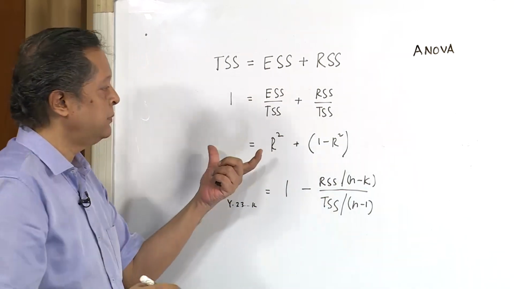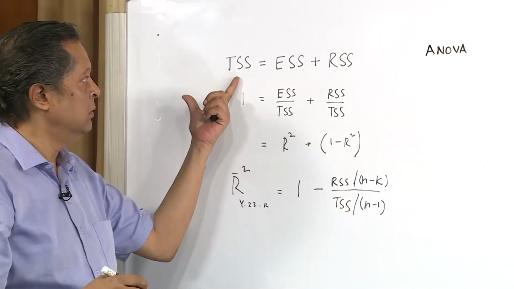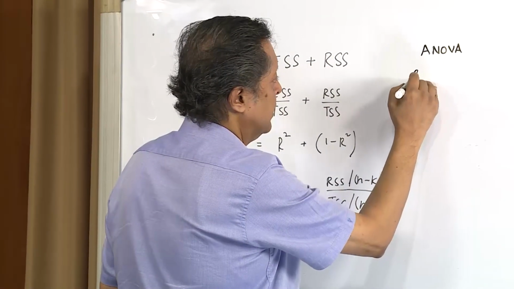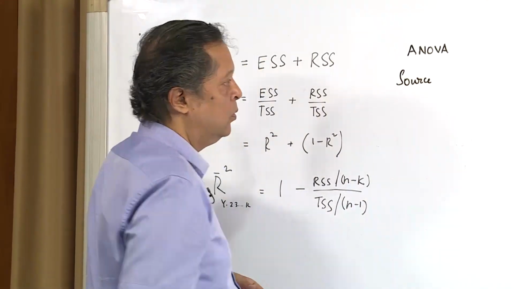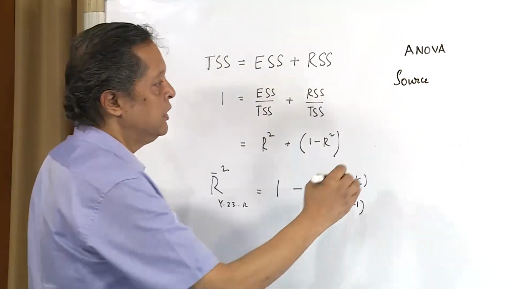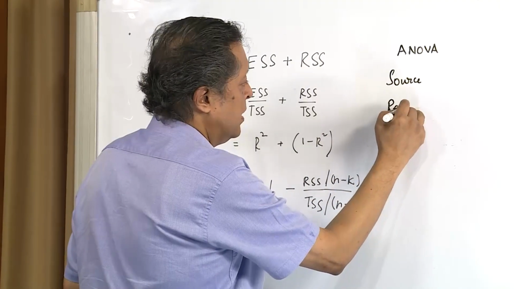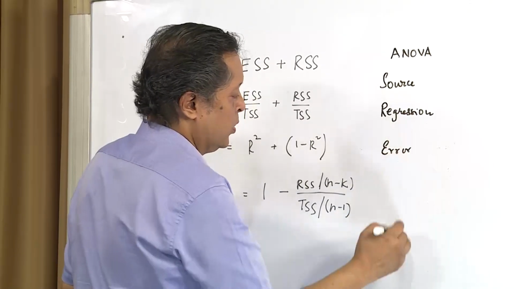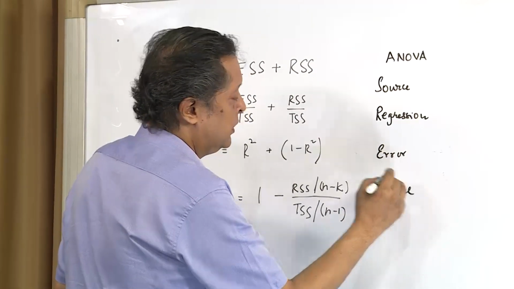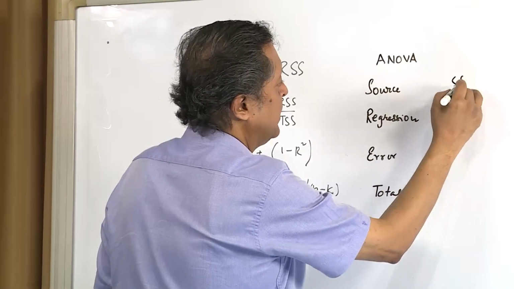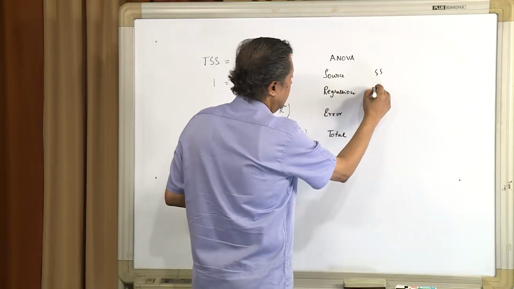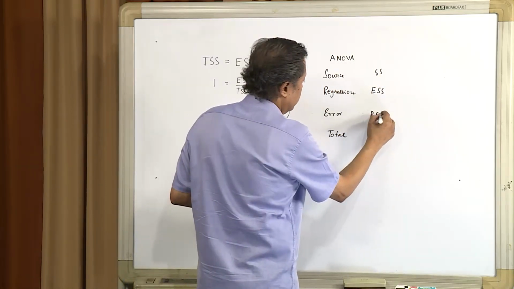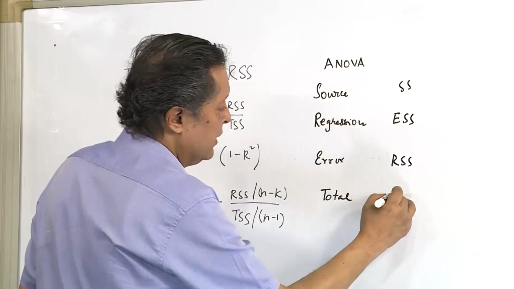So, we sum up the result on TSS, ESS and RSS in this table as source. What is the source of variation in the model? We have the regression as one source, we have the error as another source, which make up the total. So, what are the sums of squares? This is explained sum of squares which comes from the regression, RSS which comes from the error, and the total is TSS.